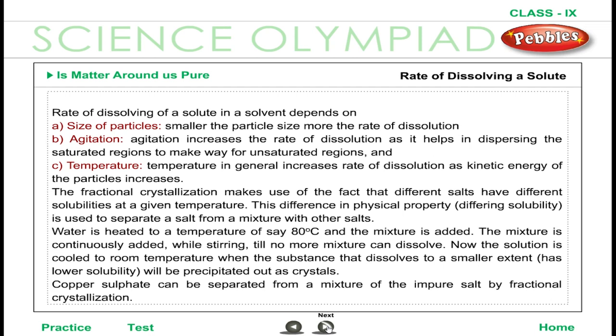The mixture is continuously added while stirring, till no more mixture can dissolve. Now the solution is cooled to room temperature, when the substance that dissolves to a smaller extent, having lower solubility, will be precipitated out as crystals. Copper sulfate can be separated from a mixture of the impure salt by fractional crystallization.